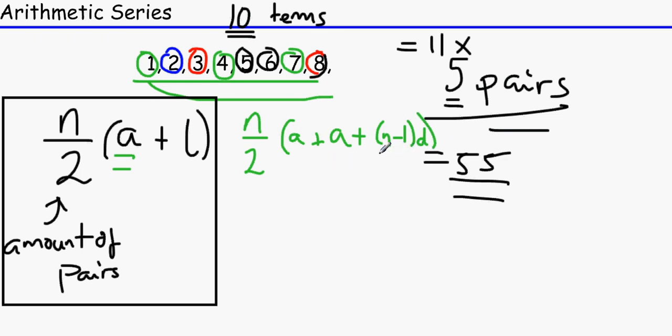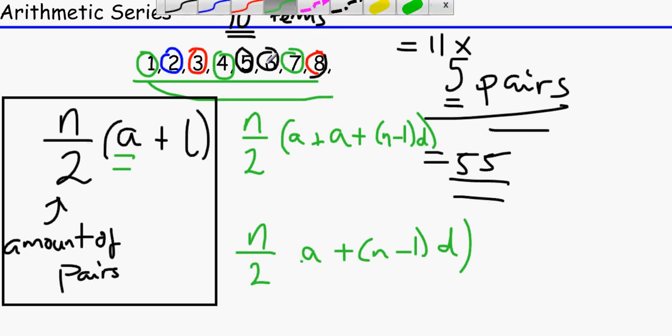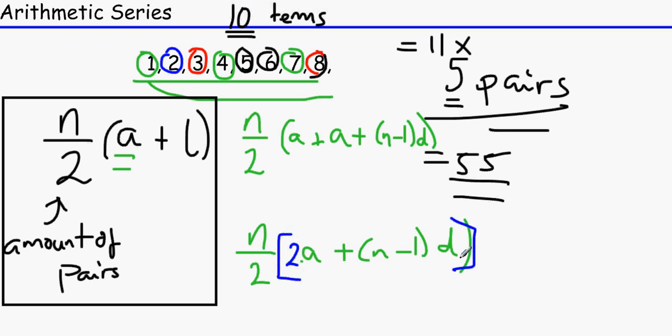We can also collect like terms, so we end up with n over 2, 2a plus n minus 1 d. That should be in square brackets, but okay. And that is how we would find the sum of all the terms without finding out what the last term is.